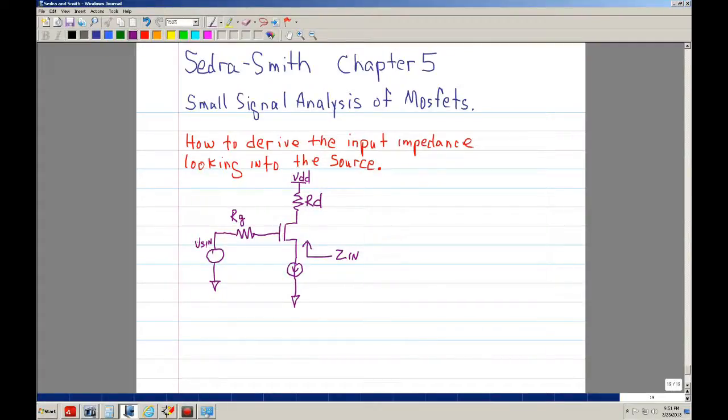Hi, this is the Sedra Smith Chapter 5 Small Signals Analysis of a MOSFET. What I'm going to show is some of the techniques, how to do the small signal analysis. One of the things that I want to start first is how to derive the input impedance, because later on, knowing what the input impedance of the terminals is can simplify, let's say, deriving gains. So it's a good way to start on developing some of the techniques.